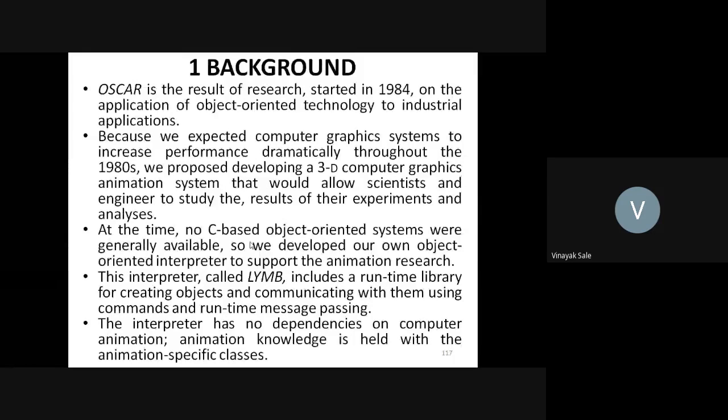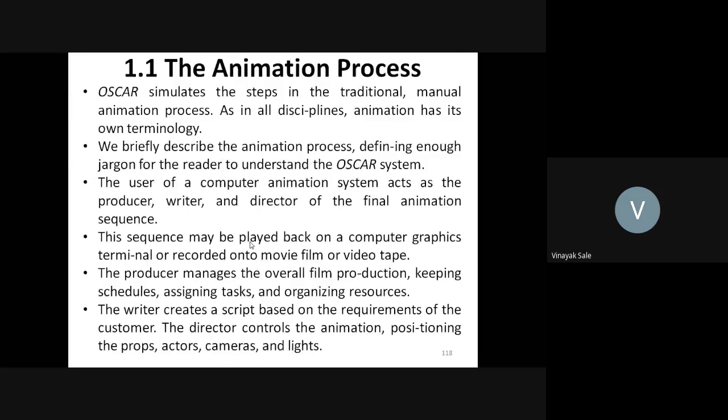This interpreter is called LYMB, which includes the runtime library for creating objects and communicating with them using commands and runtime message passing. The interpreter has no dependencies on computer animation. Animation knowledge is held within the animation specific classes. In the animation process, Oscar simulates the steps in the traditional manual animation process.